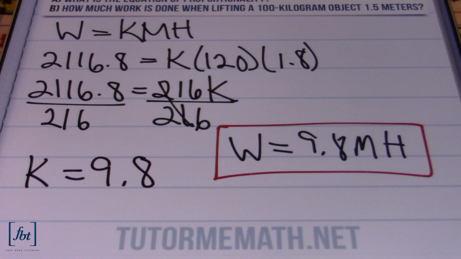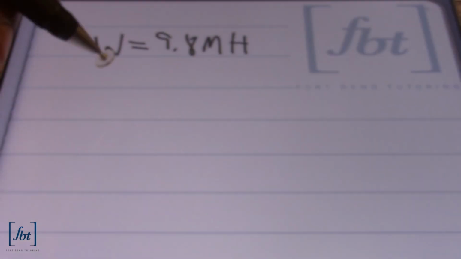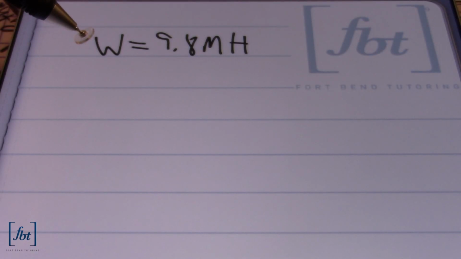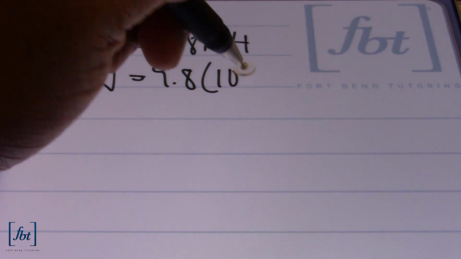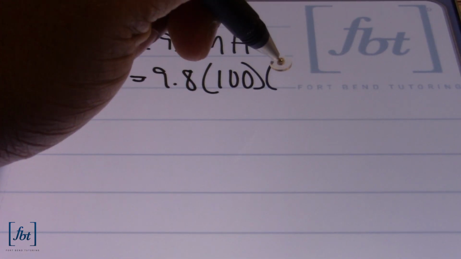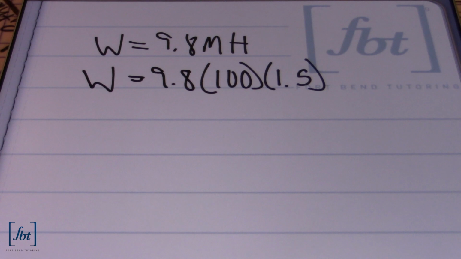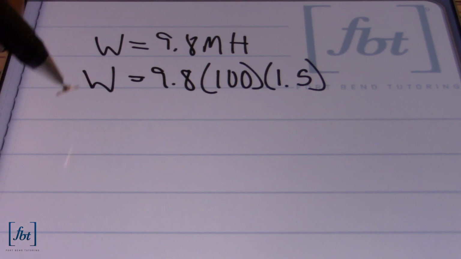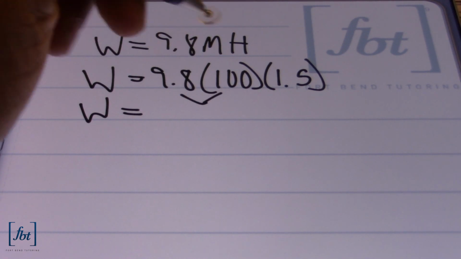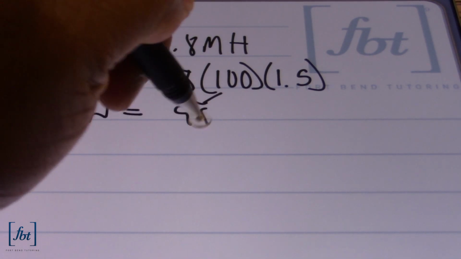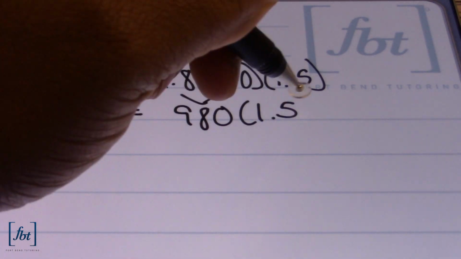So let's use this in order to find out how much work is done when lifting a 100 kilogram object 1 5/10 meters. So here we have our variation equation, our joint variation equation, and we'll be finding out how much work will occur when we're lifting a 100 kilogram object 1 5/10 meters. So from here, we just got to multiply everything out, right? So this is going to be our work equals, and if we multiply 9 8/10 times 100, that would just give us 980. Then we'll multiply that times 1 5/10.